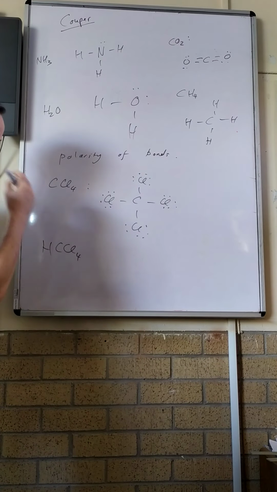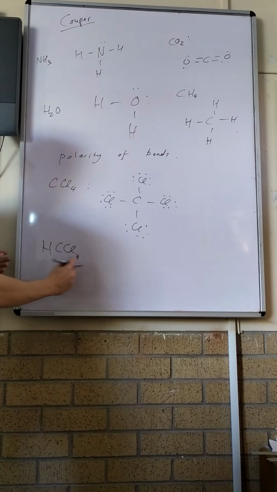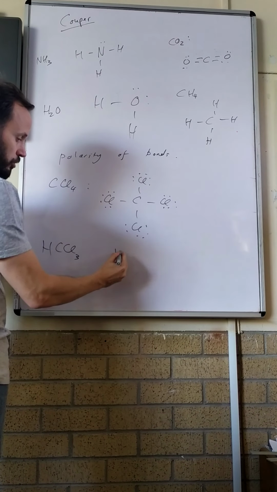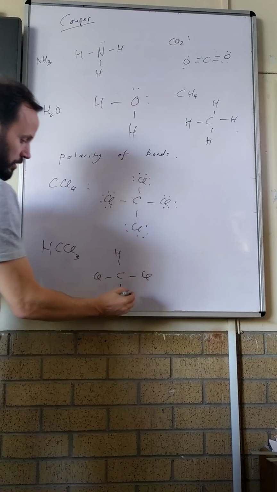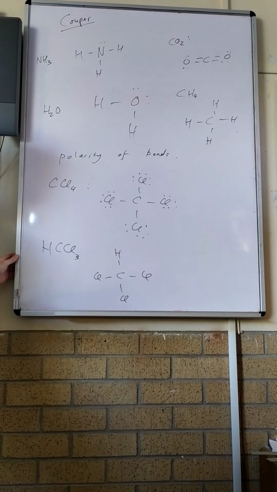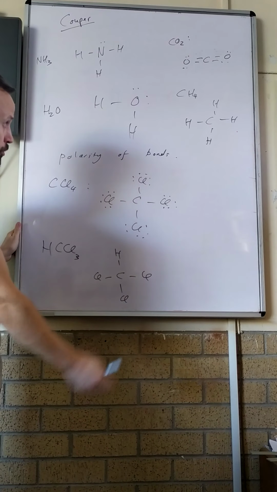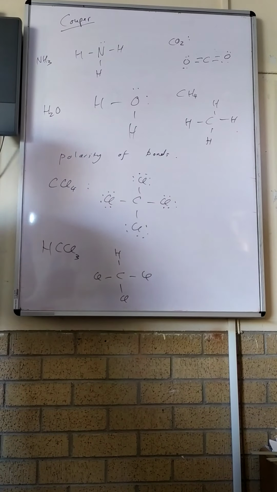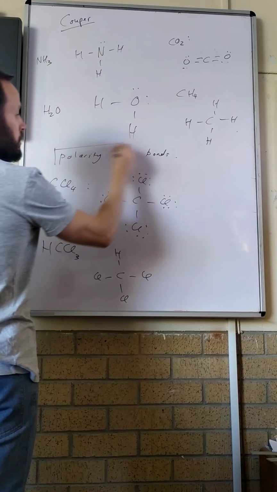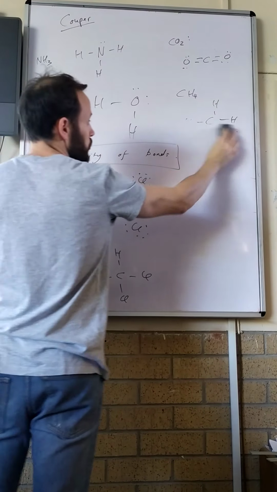Another example. Hydrogen, carbon. Oh, it should be a 3, sorry. What does this one look like? It's a C in the middle. H, Cl, Cl, Cl. This is called chloroform, by the way. Heard of chloroform? Okay. What's the point of all of this stuff? The point of drawing Couper diagrams is to show the polarity of bonds. So let's use this as an example.